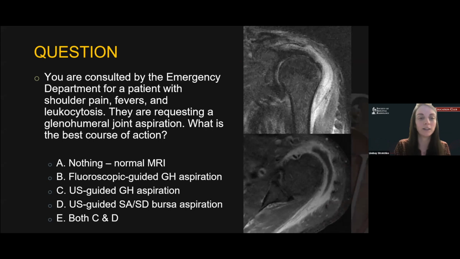Okay, so another question here. You're consulted by the emergency department for a patient with shoulder pain, fevers, and leukocytosis. They're requesting a glenohumeral joint aspiration based on the images that are obtained on the right. What is your best course of action? A is nothing, it's a normal MRI. B is a fluoroscopic guided glenohumeral aspiration. C, ultrasound guided glenohumeral aspiration. D, ultrasound guided subacromial subdeltoid bursa aspiration. Or E, both glenohumeral and subacromial bursa injection under ultrasound guidance.